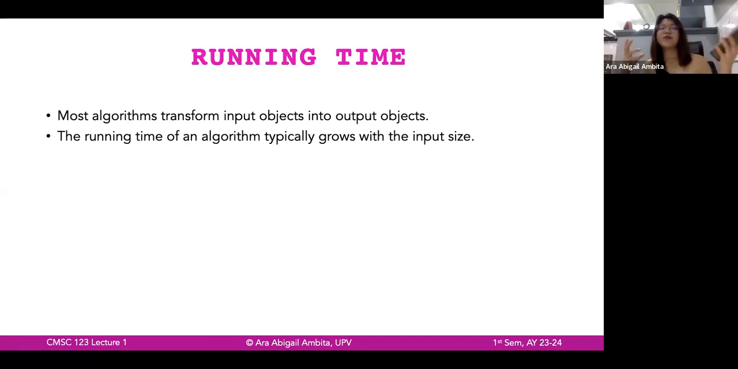For example, if you have an algorithm and you try to run it with a 10-element array versus a 10,000 element array, which do you think will run faster? Of course, the one with only a 10-element array.